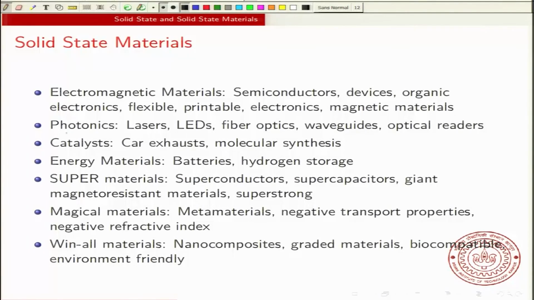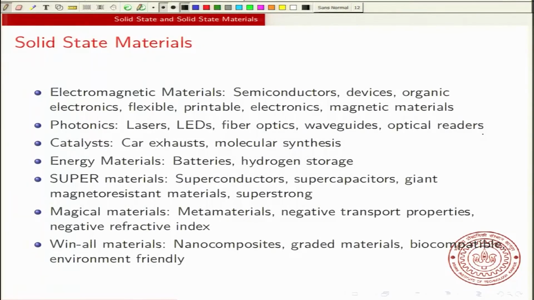Then there is a whole class of materials which I would classify as photonic materials. These have various interesting optical properties. For example, the materials that are used for lasers, LEDs, fiber optics, waveguides, optical readers, etc.